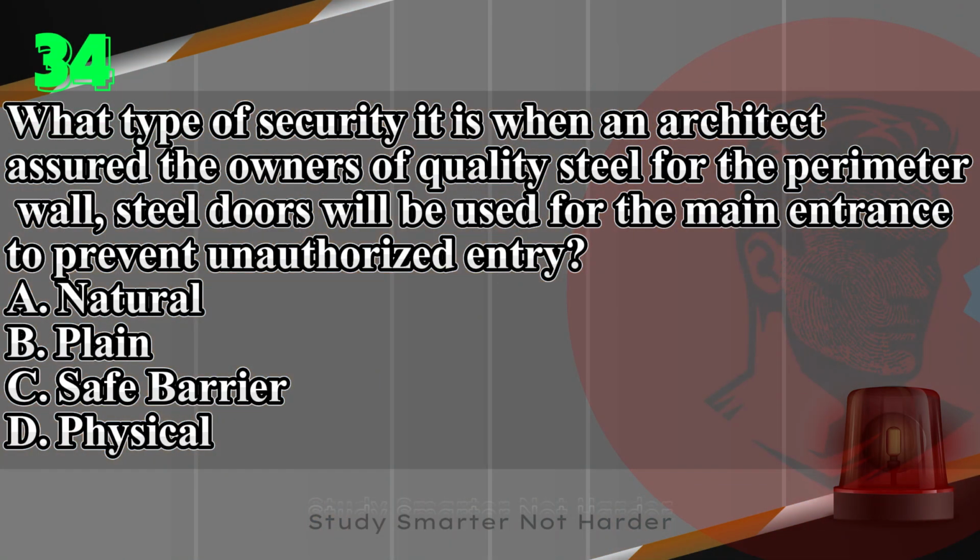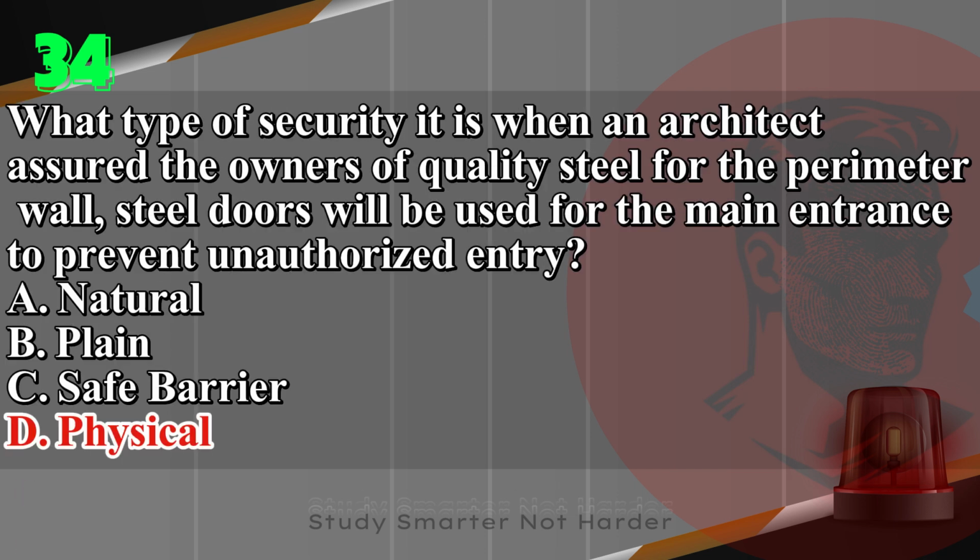34. What type of security it is when an architect assured the owners of quality steel for the perimeter wall, steel doors will be used for the main entrance to prevent unauthorized entry. A. Natural. B. Plain. C. Safe barrier. D. Physical. Answer: D. Physical.